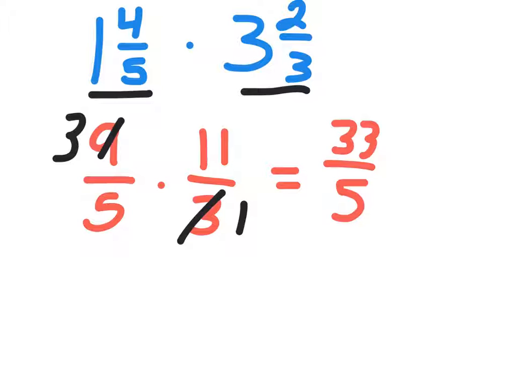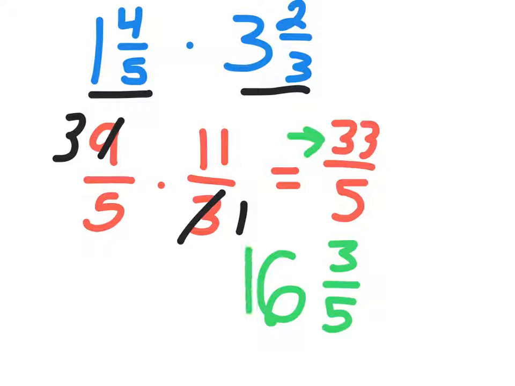Well, I know that 5 times 5 is 25. Can it go in 6 times? 6 times 5 is 30, so I know I'm still below 33. Can it go in 7 times? Well, 7 times 5 is 35. So our answer is going to be 6 whole times. 6 times 5 is 30. That leaves 3 more to get to 33, and you keep your same denominator. So our answer is 6 3/5.